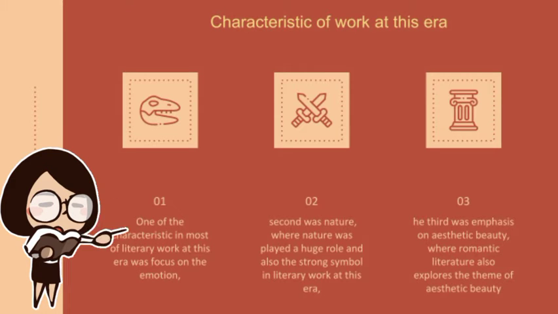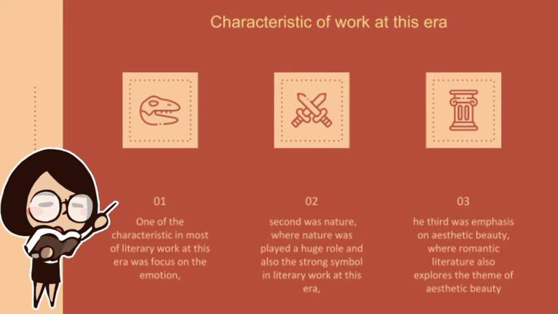nature, where nature played a whole role and was also a strong symbol in the literary works of this era. Romantic poets gave their own deep descriptions of nature and its powerful and wild qualities, for example in the final stanza of To Autumn by John Keats.